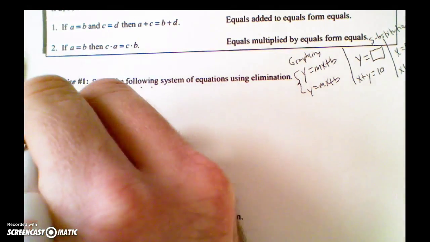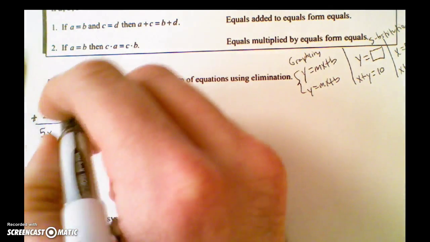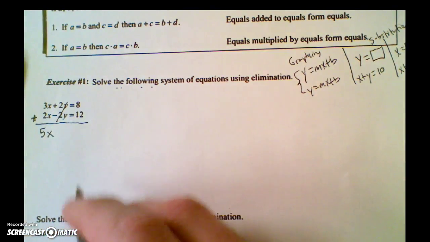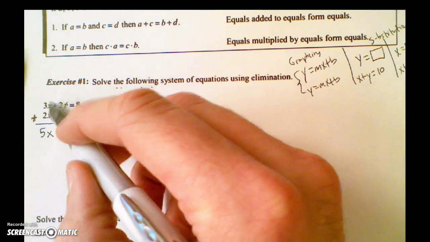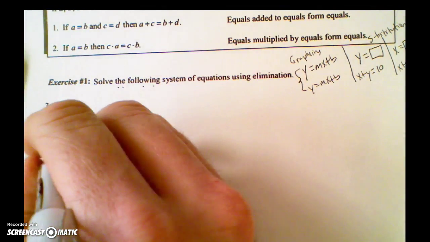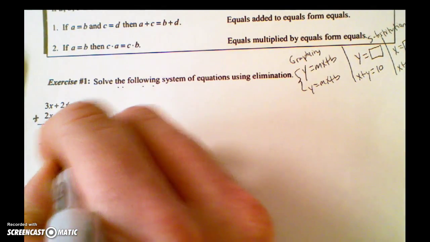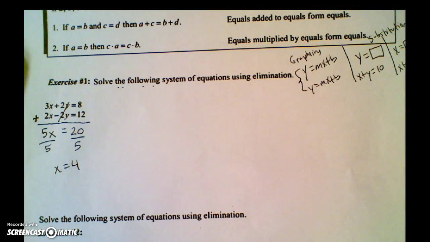3x plus 2x gives me 5x. 2y minus 2y, those cancel out. And then 8 plus 12 is 20. So I'm adding everything on this side and everything on this side together. Then I just divide both sides by 5, and I get x equals 4. Remember, for systems, we need to solve for two variables. So you have to solve for x and y.